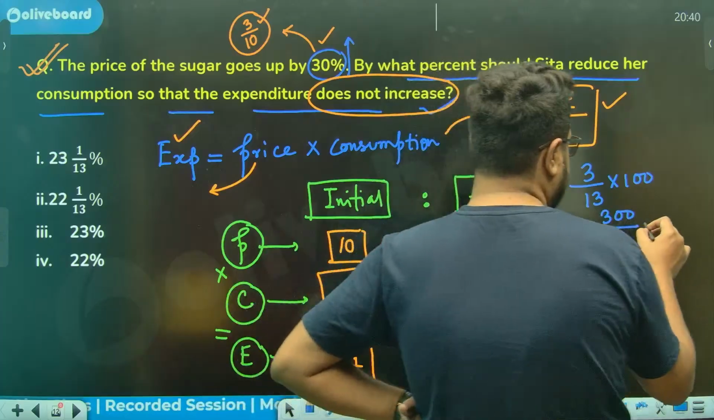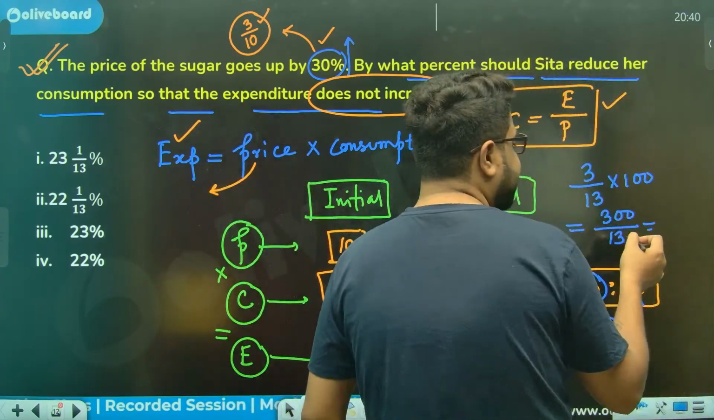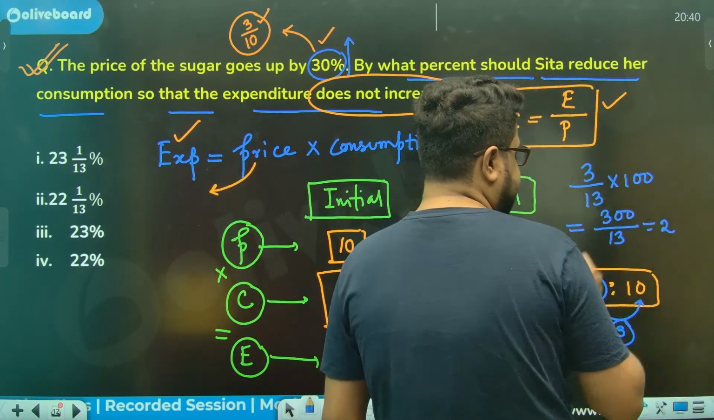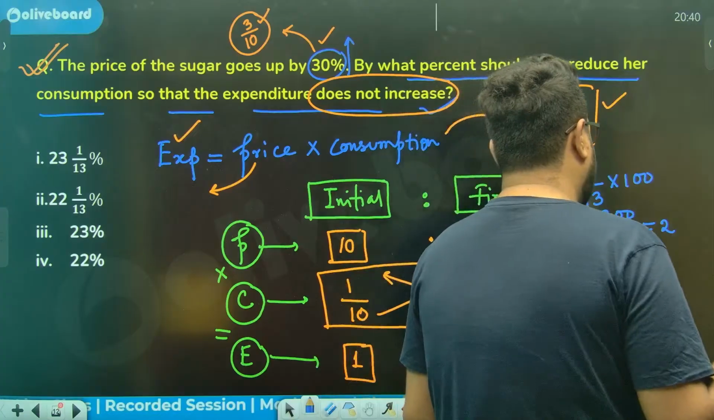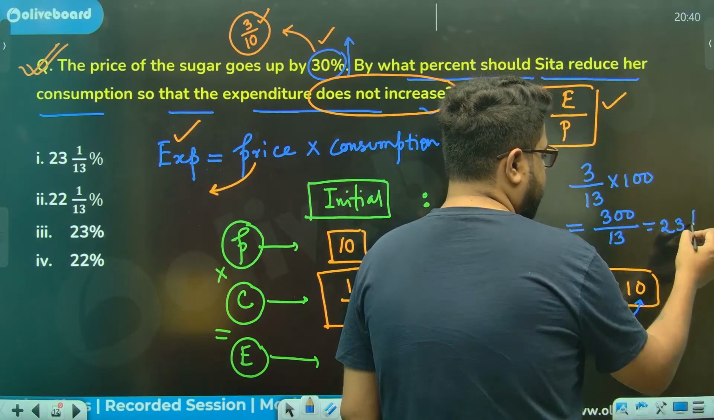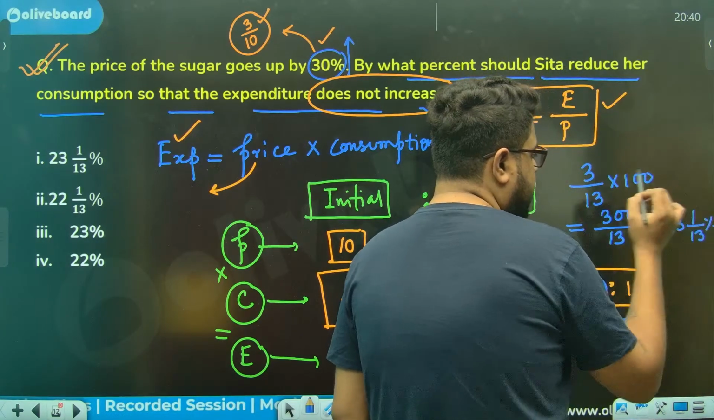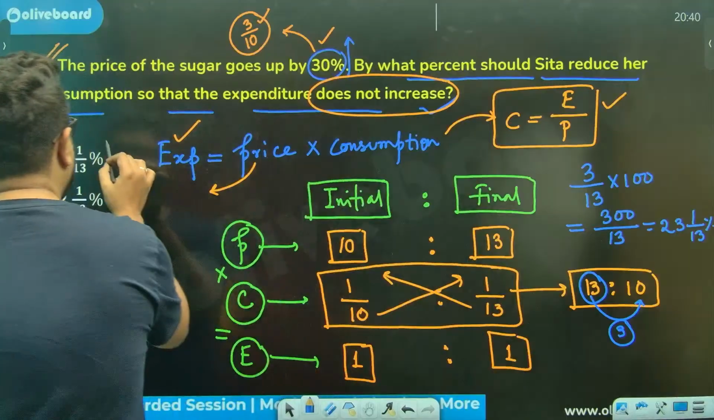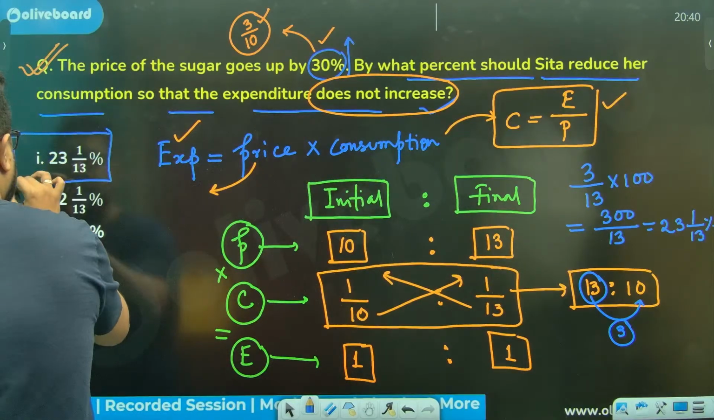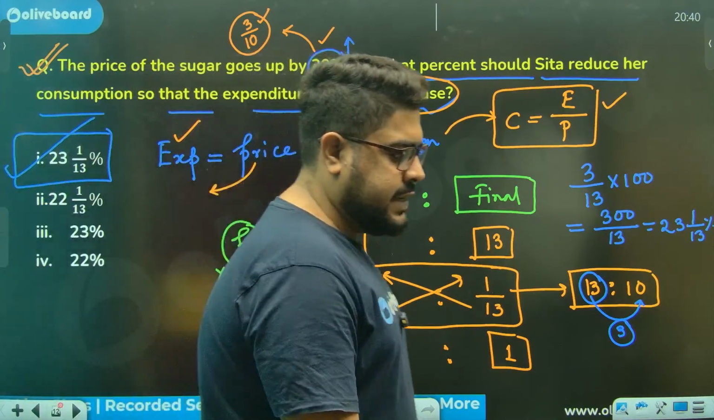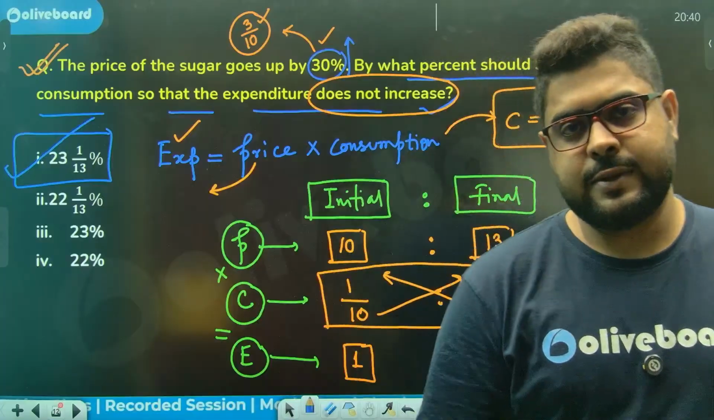Almost 2023. Let's do it once for the exact values. 13 2s are 26, 40. 3 whole 1 by 13, sir. 23 whole 1 by 13%, which is option number 1, sir. Which is option number 1.